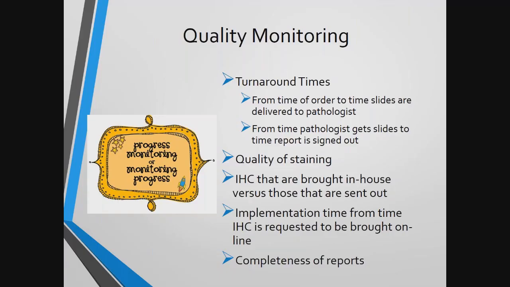It's also important to track how quickly we implement, from the time a certain IHC is requested to be brought online. In my lab, we have a certain expectation for implementation so that patients and providers can take advantage of new antibodies that have come on the market. We strive to prioritize implementations and bring assays online in a timely manner. And then finally, the last monitor I'm going to suggest that might give you some areas to improve is that of the completeness of the reports. Do your result reports that contain immunohistochemistry outcomes include all of the necessary components?